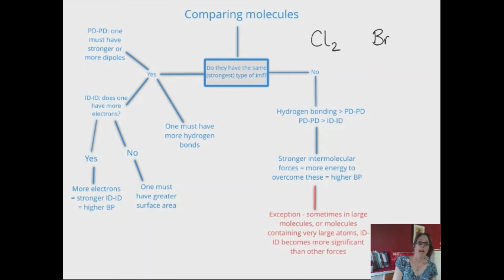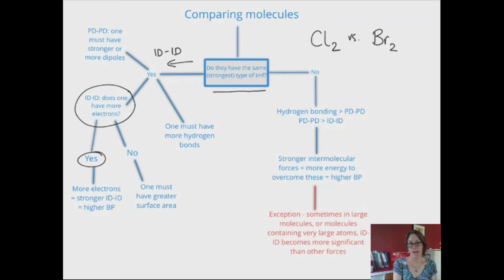Let's see if we were to compare chlorine and bromine molecules and decide which one has the higher boiling point and why. You probably know the answer, but the explanation is what we're looking for. So, do they have the same type of intermolecular force? Yes, they do, because they're in the same group in the periodic table. They both only have ID.